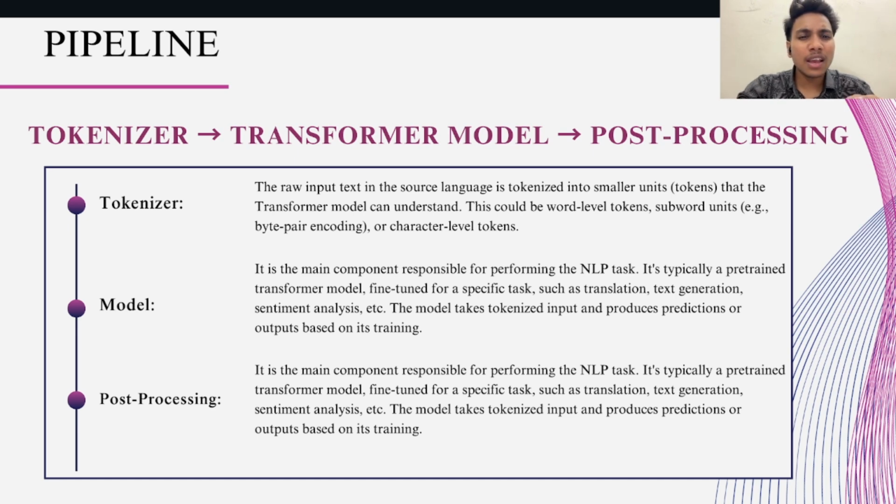These tokens can be at the level of words, subwords like byte pair encoding, or even individual characters. Then our model is the core element that executes NLP tasks. Typically it is a pre-trained transformer model. After the decoder produces output tokens, additional steps may be taken during post-processing. This could include actions like combining tokens back into words and sentences, which is known as de-tokenization.